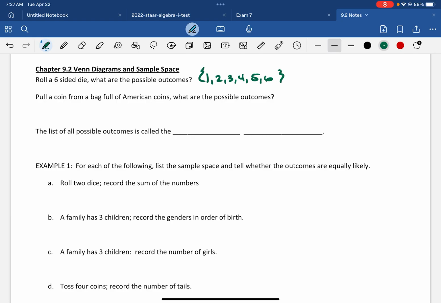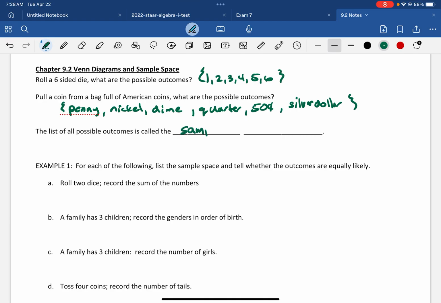If you pull a coin from a bag full of American coins, what are the possible outcomes? Well, penny, nickel, dime, quarter, 50-cent piece, and silver dollar. A list of all possible outcomes, like we talked about last time, is sample space.